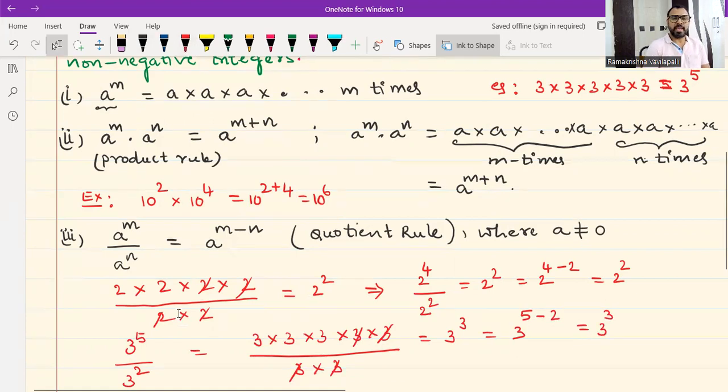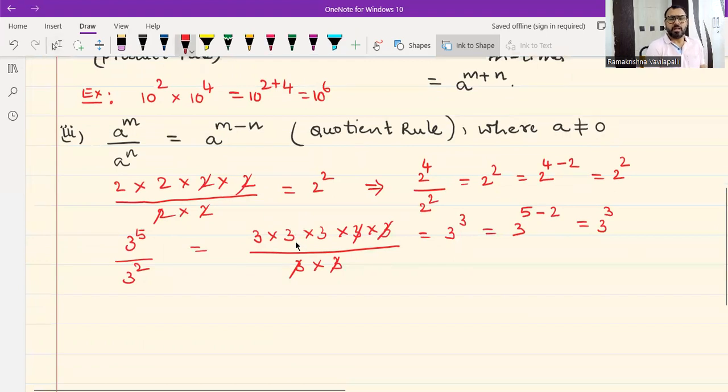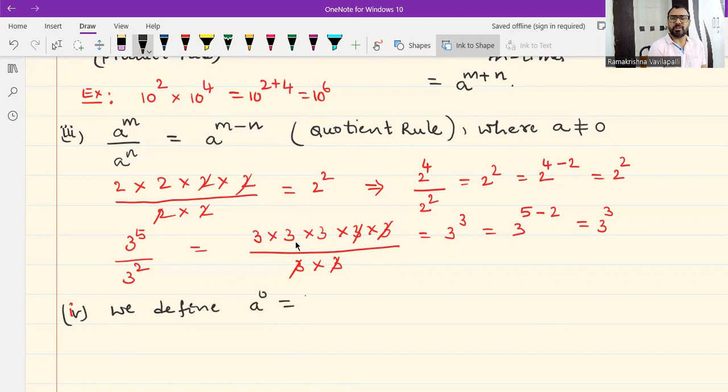So a power m by a power n equal to a to the power of m minus n is a very, very important rule. Now we define a power 0 equal to 1, where a is not equal to 0. So any number power 0, that any number should not be 0, we define as 1.